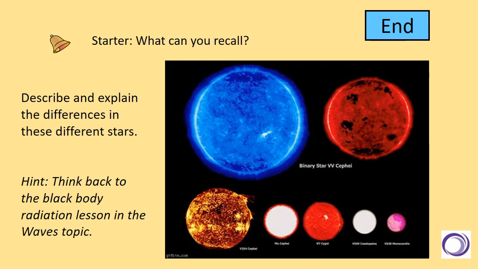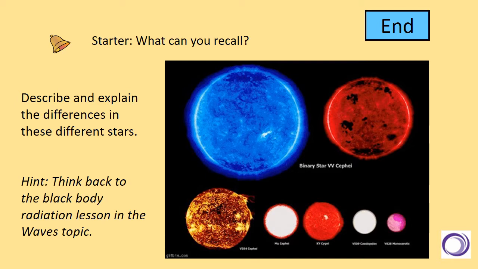I'm hoping that all of you have managed to get the two obvious things. First obvious thing, the stars are different in their sizes. You might have put diameters or you might have put masses. That's number one. And number two, obvious, different colours.